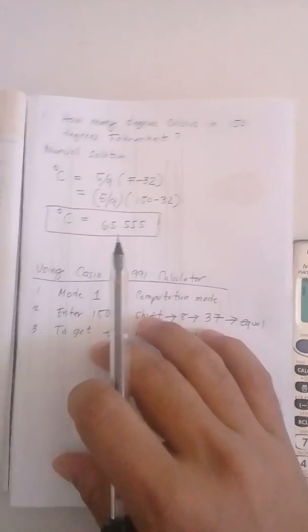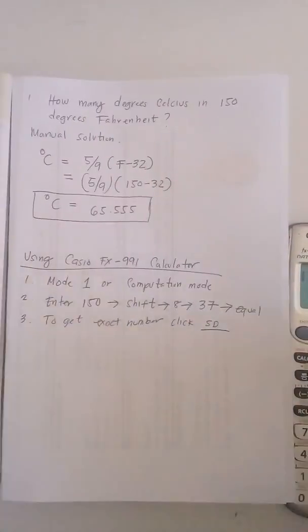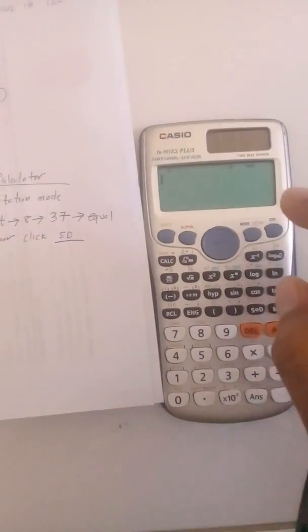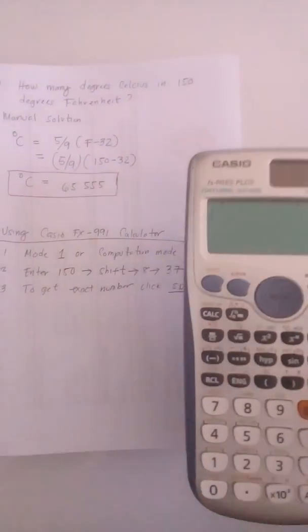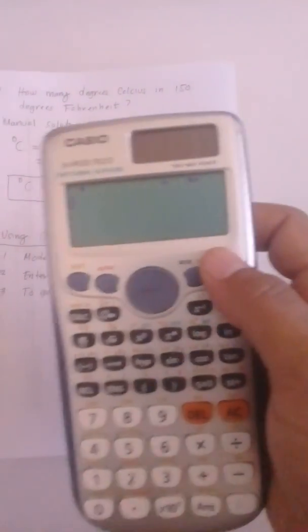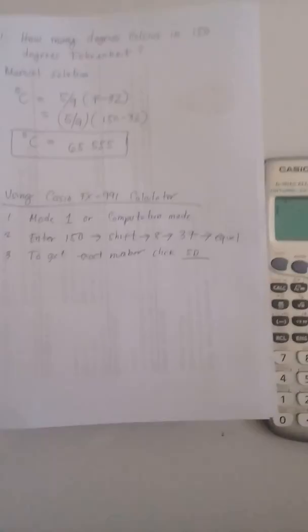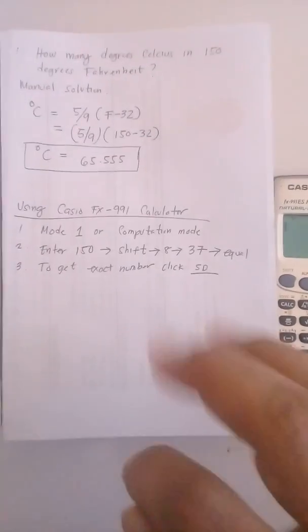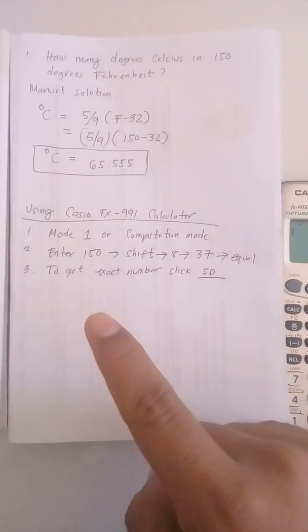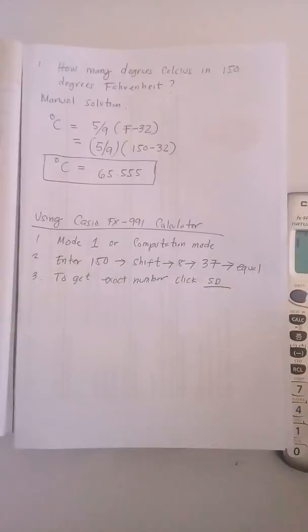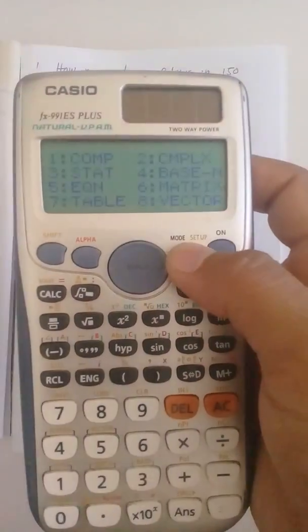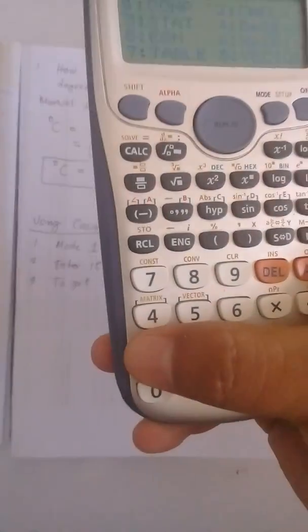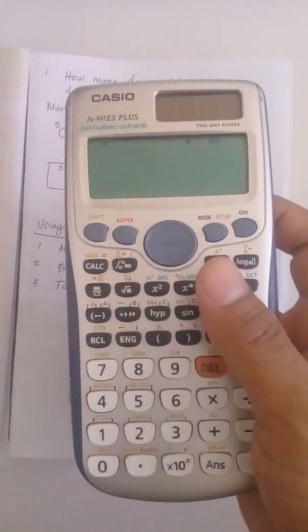That is assuming you know the formulas. In case you don't know the formulas, but you have your calculator with you, then you don't have to worry, because once you are used to these calculators, it's very easy. There are 3 steps to follow. First, just click mode 1, the computational mode. So how is that possible? Just click mode, then 1. So now you are in the computational mode.